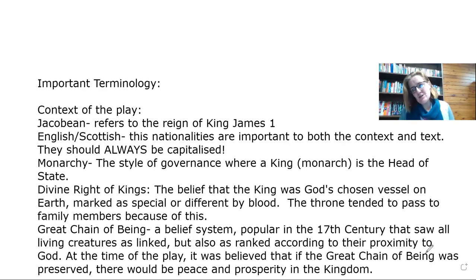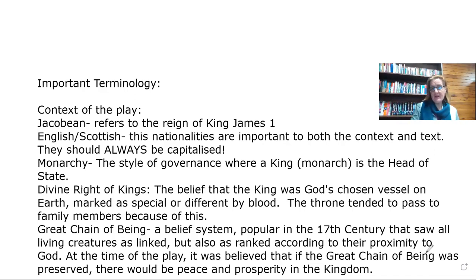I've referenced there the two different nationalities most relevant to this play, the English and the Scottish. And again, these are proper nouns, so they should always be capitalized in your use of them. When you're referring to the style of rule, both the rule of King James and the rule of King Duncan and Macbeth, they are referred to as monarchies. So a monarchy is a system of government where the king is the head of that organisation.